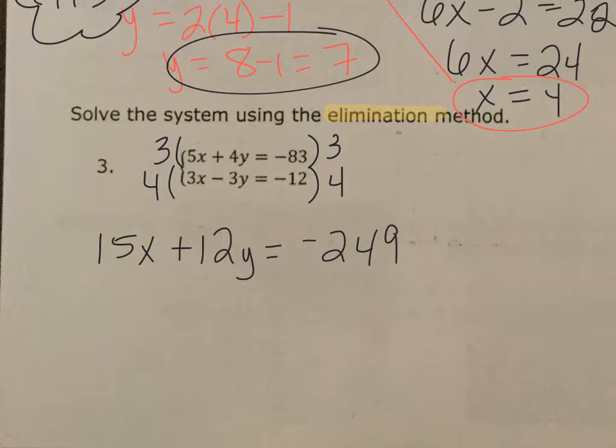Now I'll do the second equation. 4 times 3 is 12x. 4 times negative 3y is negative 12y. And 4 times negative 12 is negative 48.